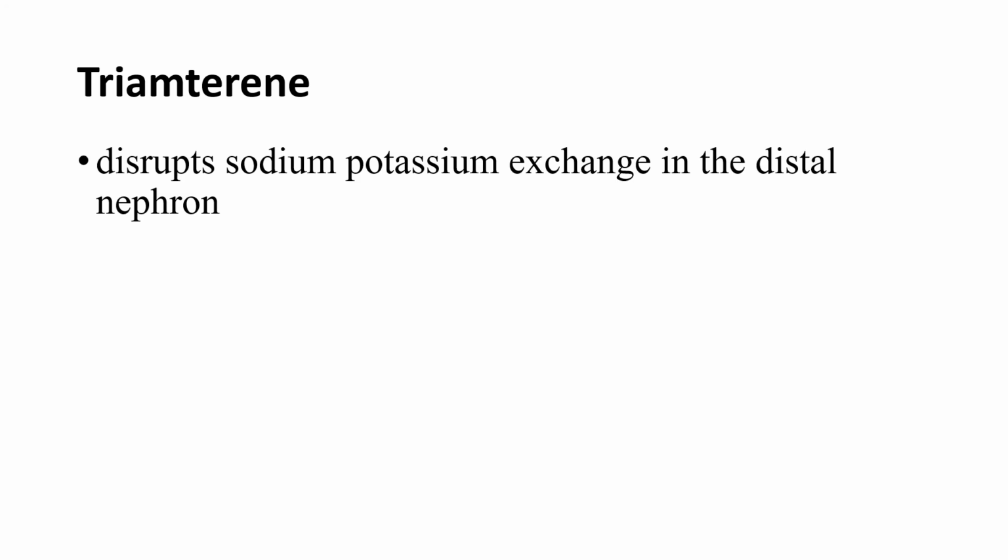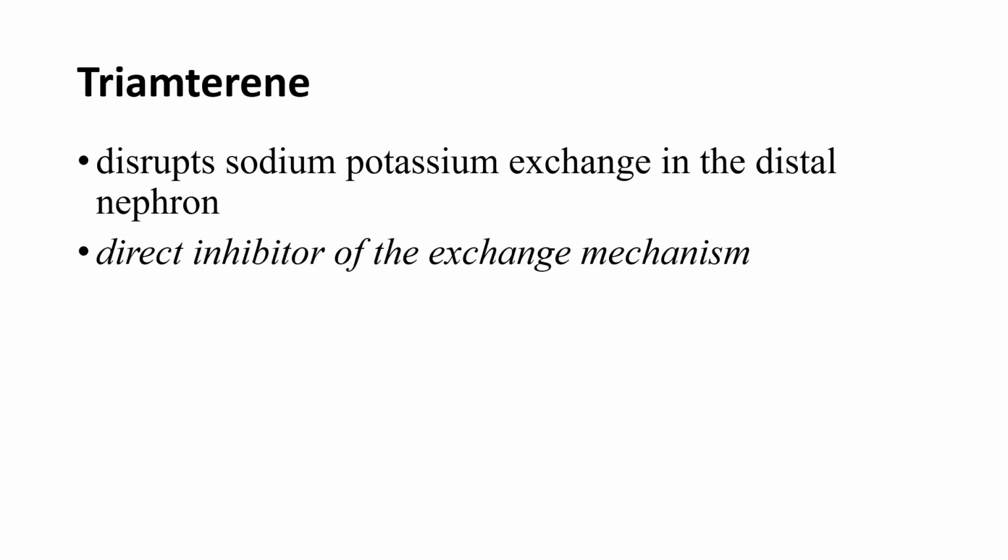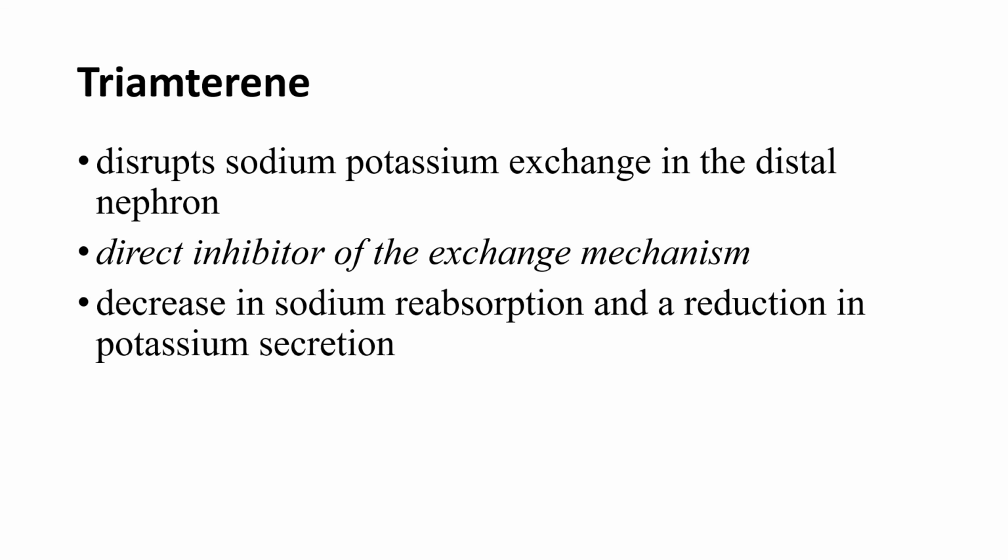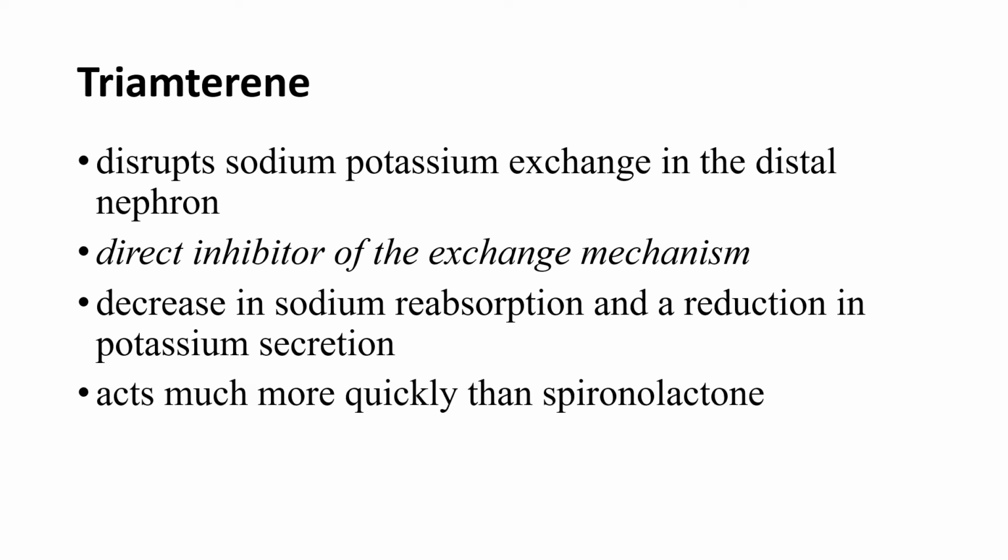Next will be triamterene. So the mechanism of action of triamterene: it disrupts your sodium-potassium exchange in the distal nephron. It is a direct inhibitor of the exchange mechanism. So it decreases sodium reabsorption and reduces potassium secretion. And it acts much more quickly than spironolactone.